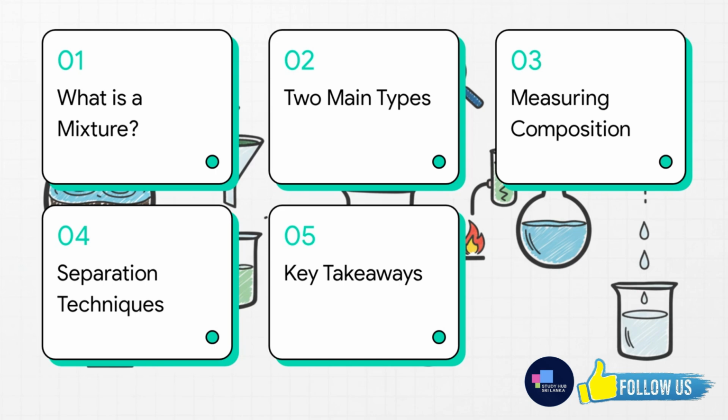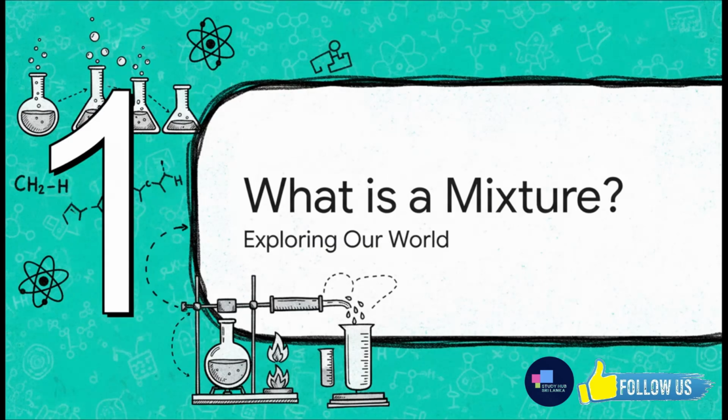Well, first, we'll get a clear idea of what a mixture actually is. Then we'll look at its two main types. After that, we'll get into the more practical side of things, how to measure what's in a mixture and, the most interesting part, how we can separate them back out. And of course, we'll wrap up with the key takeaways you need to know. Right, let's get started. Okay, Section 1.